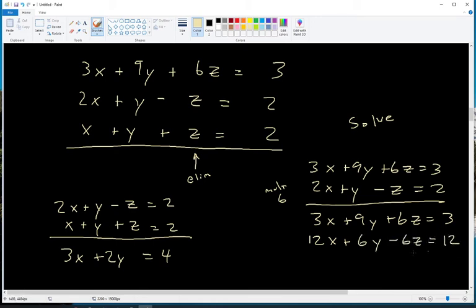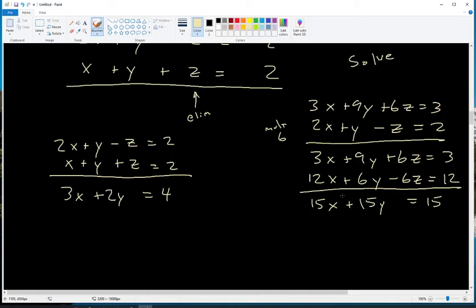Six times 2 is 12. Okay, so I get 15x plus 15y, the z's cancel, equals 15. And with this, I can actually reduce this a little bit further, and I can say, well, 15x plus 15y equals 15, divide them all by 15, and we get x plus y equals 1. So I have 3x plus 2y equals 4, and x plus y equals 1.